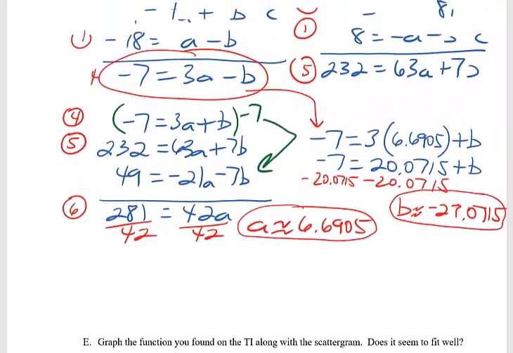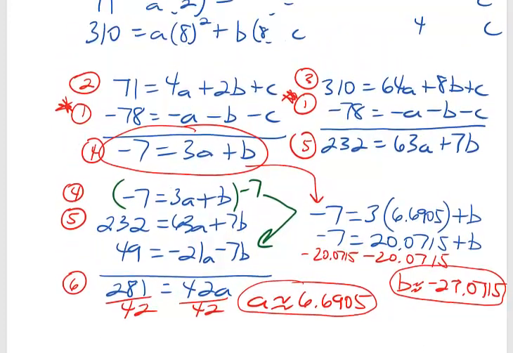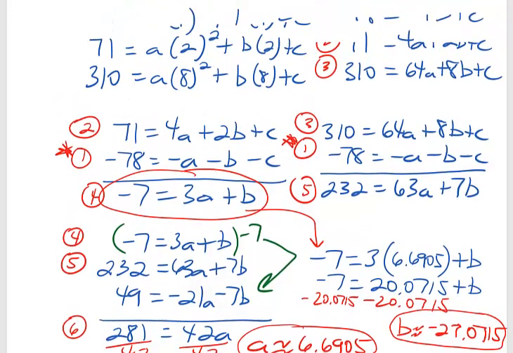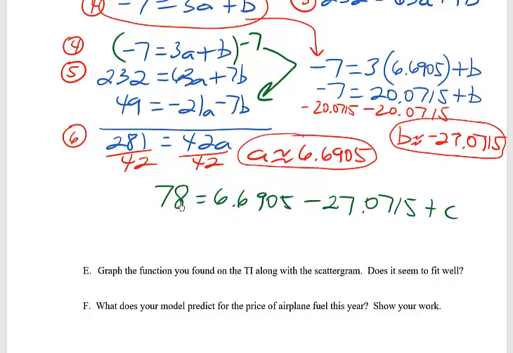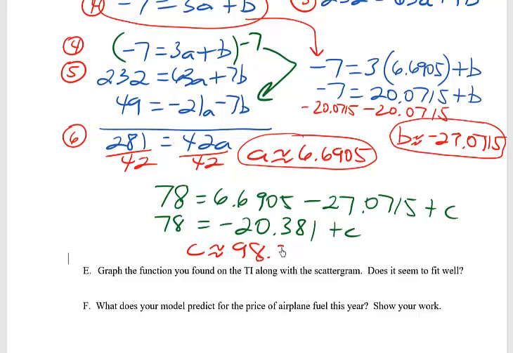And then lastly, I need to find C. I'm going to have to go back to one of my original equations to do that. Let's see. It looks to me like equation 1 is probably the nicest before I multiplied by -1. So let's use that one. That was 78 equals A plus B plus C. That's what I've written down. I've just filled in my A and B numbers. Again, a little bit of calculator work. And when I add that 20 number to both sides, I'm going to get C is about 98.381.